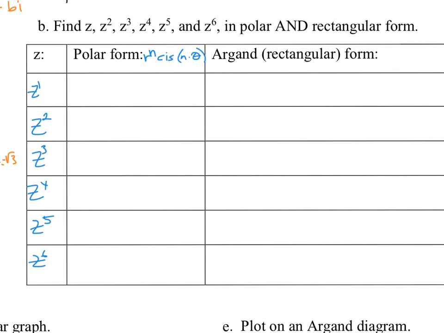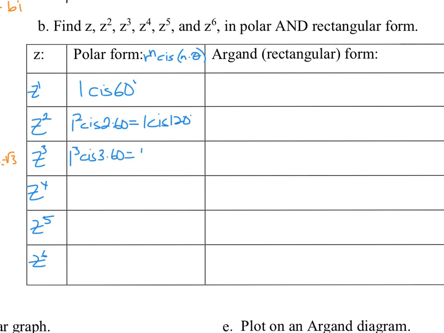Whew, got it. Okay. So z to the 1st power, we just did that one. That's just the one we start with, 1 CIS 60. Now z squared is going to be 1 squared CIS 2 times 60, which is just 1 CIS 120. So that's not so bad either. 1 cubed, and then CIS 3 times 60.